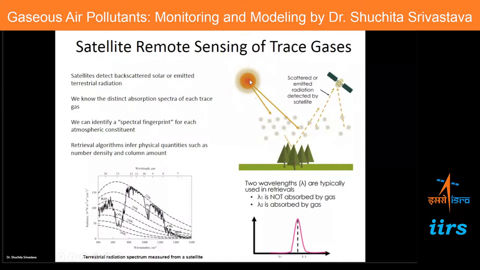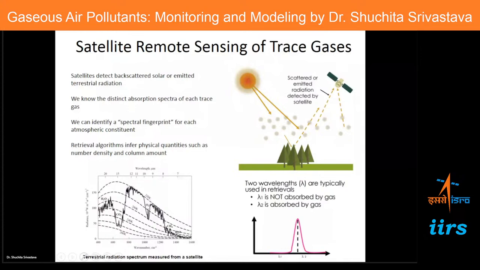Right? So when solar radiation travels through the atmosphere and then is reflected back to the satellite, or when terrestrial radiation emitted from the surface and the atmospheric layers travels through the atmosphere, the photons are absorbed by various constituents present in our atmosphere. And they modify the radiance which is received by the satellite, and they leave their fingerprint on the outgoing radiation, right? By using that fingerprint, we can calculate the concentration of these gases.